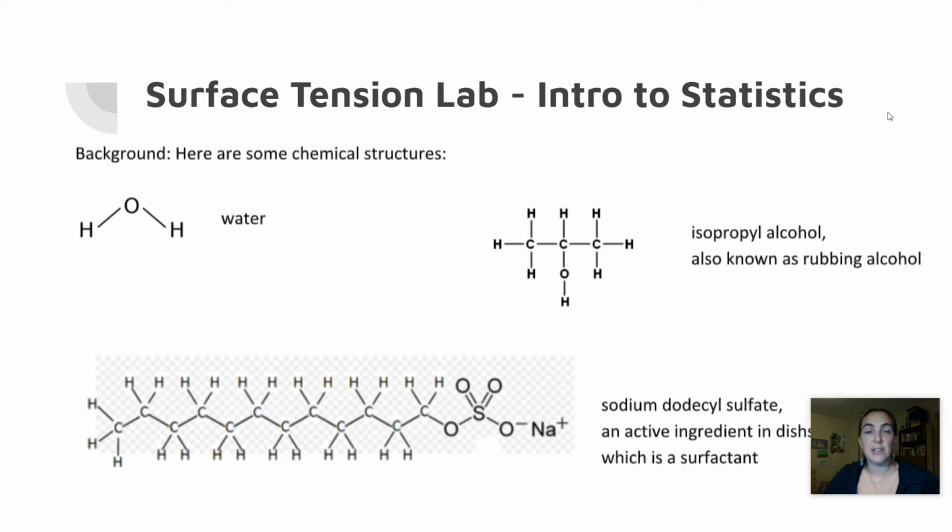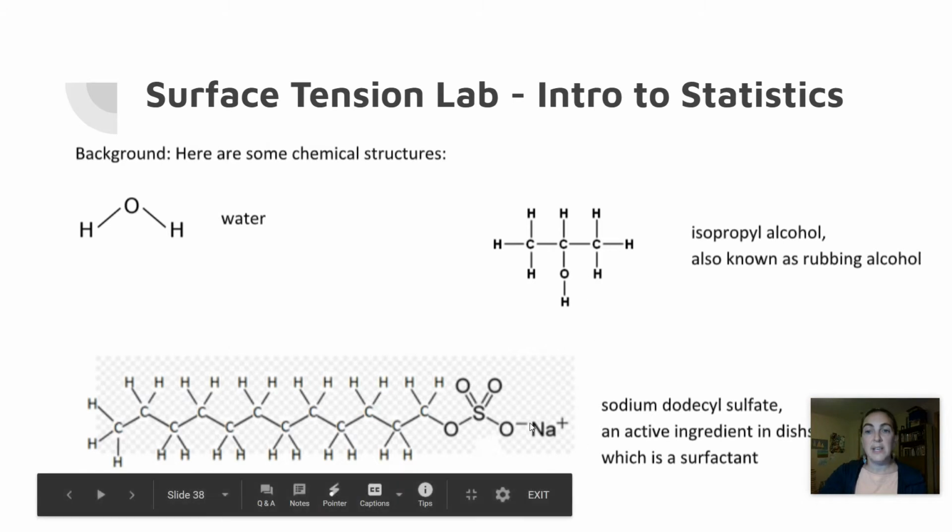Now I want you to take a look at a couple of chemical structures. This is also some review from yesterday. You can see we have water here. The one in the upper right is isopropyl alcohol or rubbing alcohol. And the one at the bottom is one of the active ingredients in dish soap.